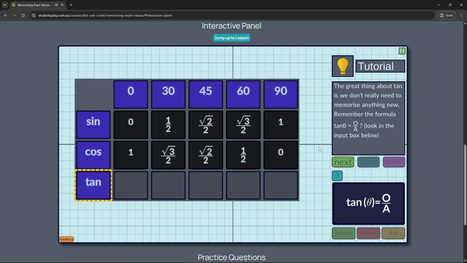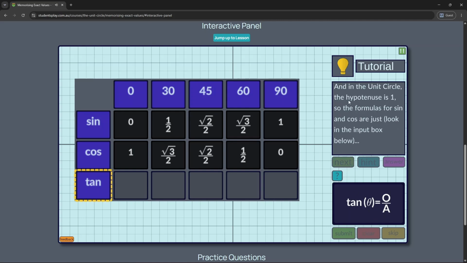Remember the formula tan theta equals O over A? Look in the input box below. So yeah, tan theta is O over A, okay? And in the unit circle, the hypotenuse is 1. So the formulas for sine and cos are just, look at the input box below. We have sine theta equals O, and cos theta equals A. True, because it's supposed to be over H, but because the hypotenuse is 1, it just cancels out.